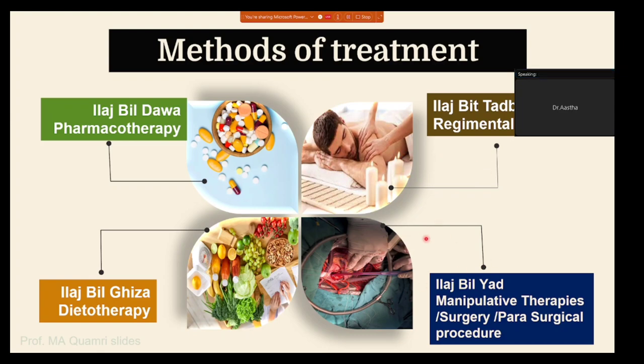And the most advantageous part of our Unani system of medicine is that we have Ilaj Bil Yad, that is manipulative therapies and surgical, parasurgical procedures. In the beginning, I mentioned there is a description about Abu al-Qasim Zuhrawi, who was the 11th century physician.